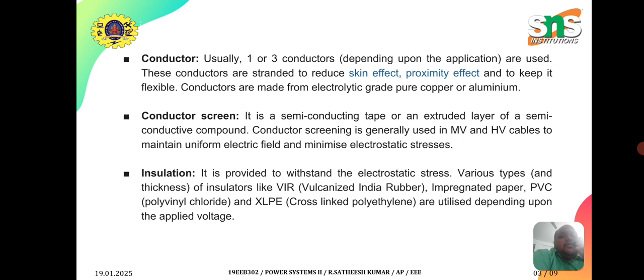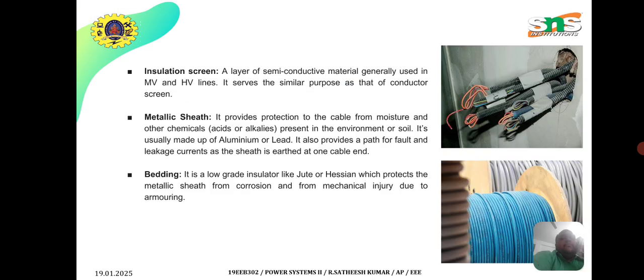Insulation is provided to withstand the electrostatic stresses. Various types of insulators like VIR, vulcanized India rubber, impregnated paper, PVC, polyvinyl chloride, and XLPE, cross-linked polyethylene, are used depending upon the applied voltage. Then the next one is the insulation screen, a layer of semiconductive material generally used in MV and HV lines. It serves a similar purpose to the conductor screen.